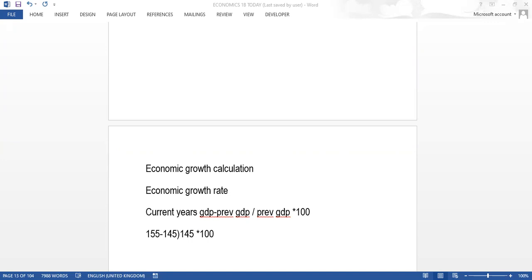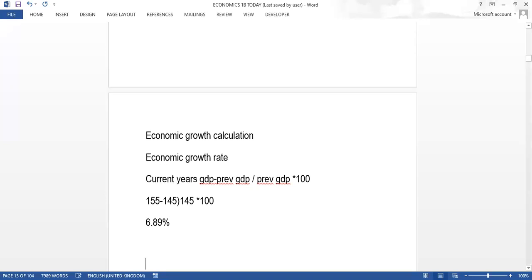Let's see, so it's 10 divided by 145 times 100. So I think you get something like 6.89%. So that will be the economic growth rate. So for this particular example, it will be 6.89%.